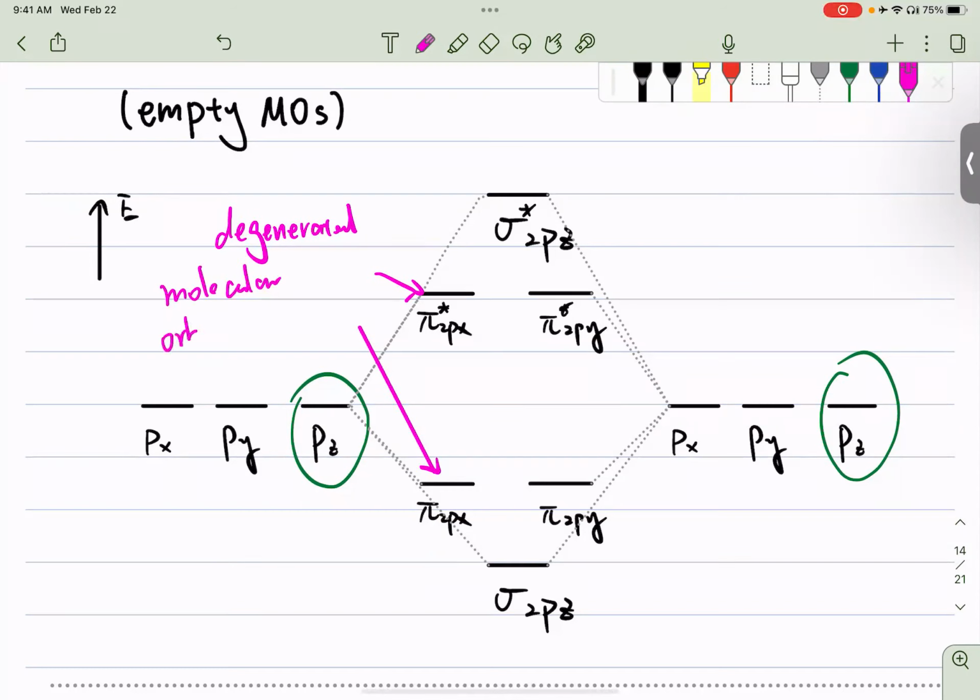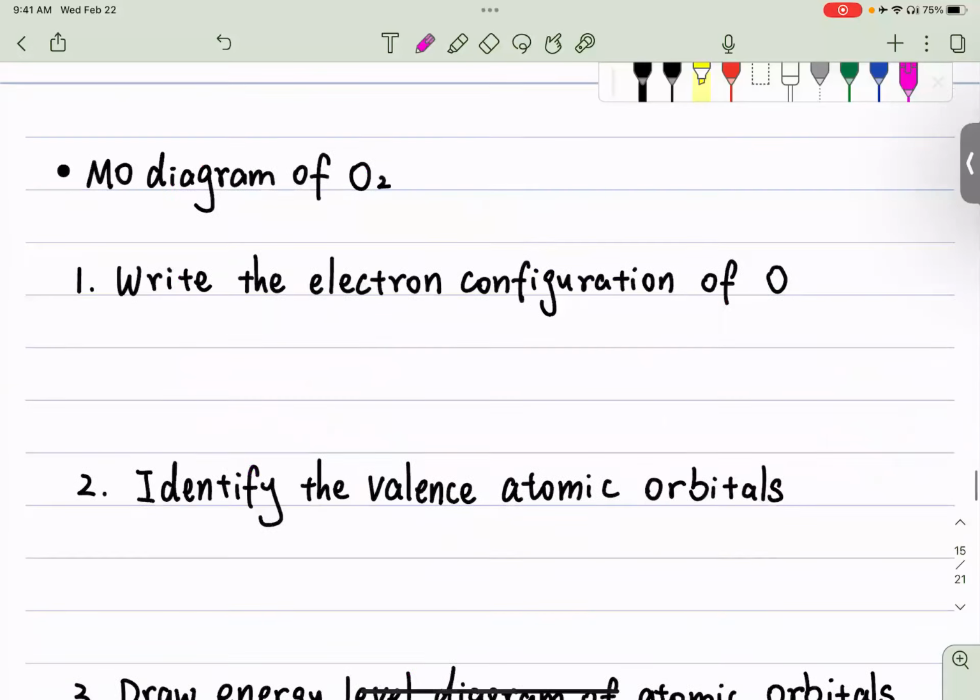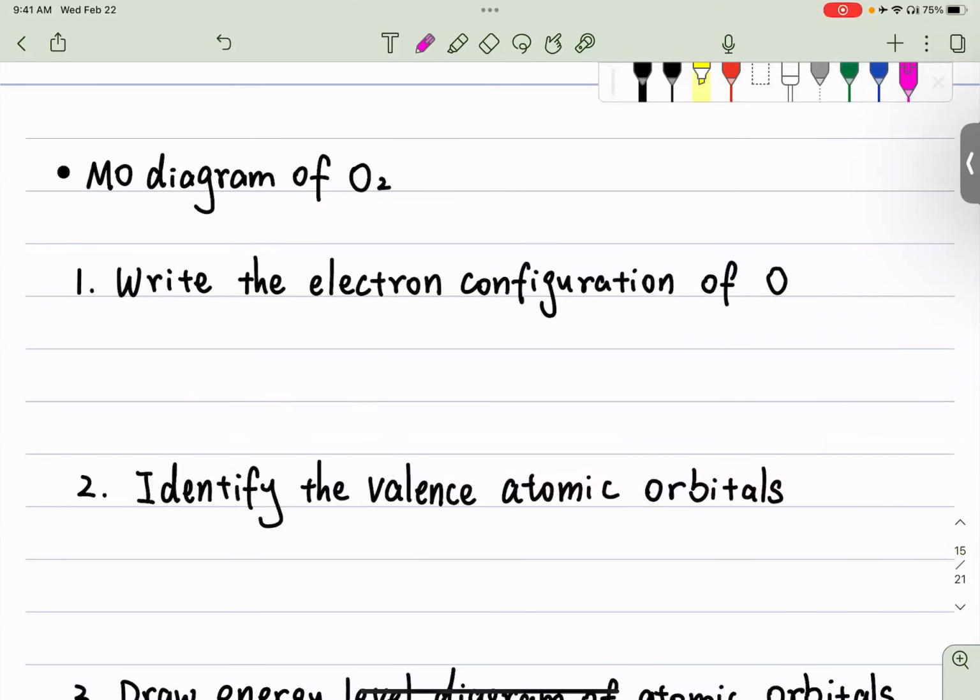Molecular orbitals, or degenerate MOs. Okay, so let's look at the MO diagram of oxygen before we move on.